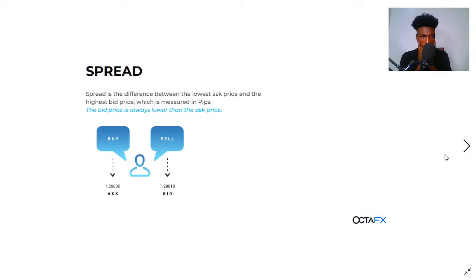Let's talk about spread. What is spread? Spread is the difference between the lowest ask price and the highest bid price, which is measured in pips. The bid price is always lower than the ask price.